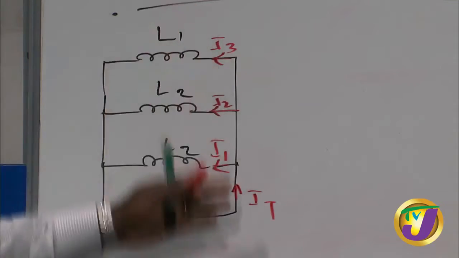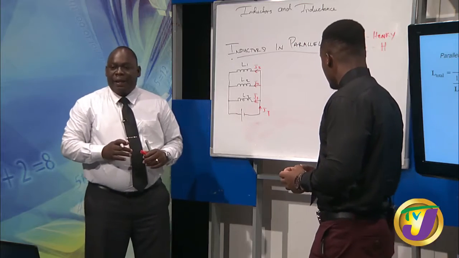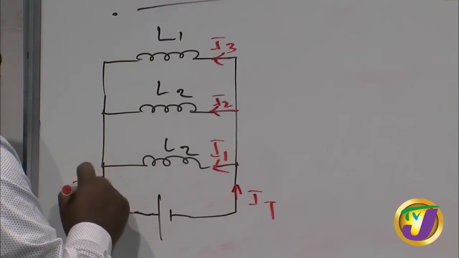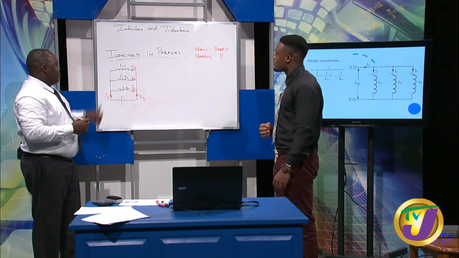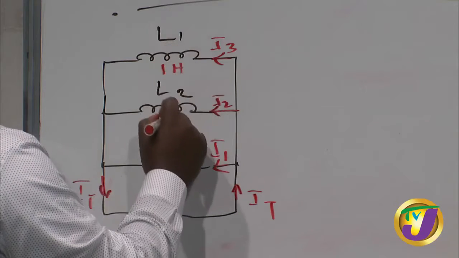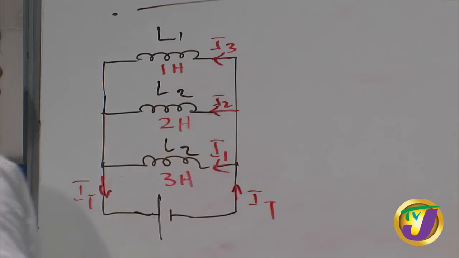So you'll have actually three currents that are going to be coming from IT. And as these currents flow, then of course IT would come back to its source. So these three currents again will be added, giving you back the total current. Now, let us just use a simple example. Let us say that this is 1 Henry, this is actually 2 Henries, and this is actually 3 Henries. Now we are going to be asked to calculate our total inductance.